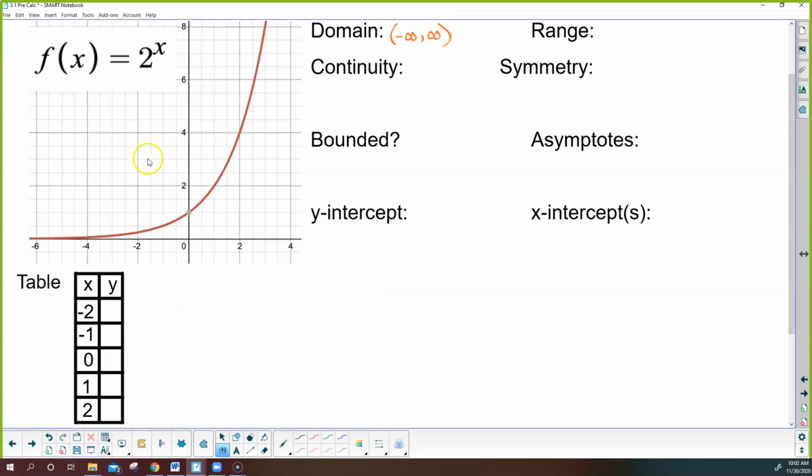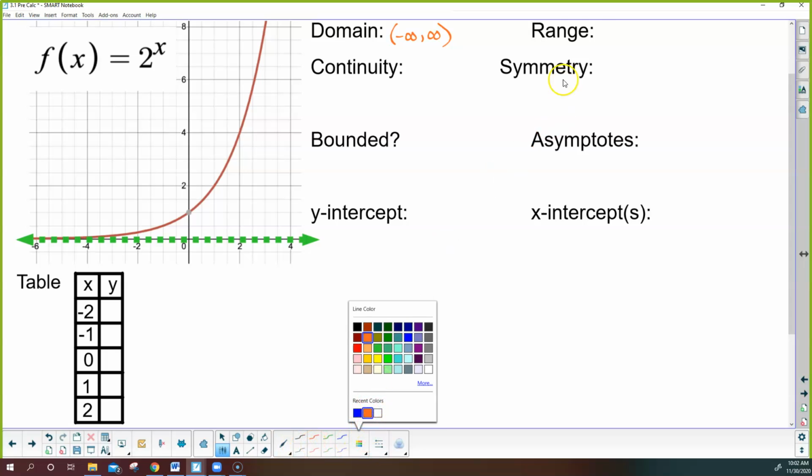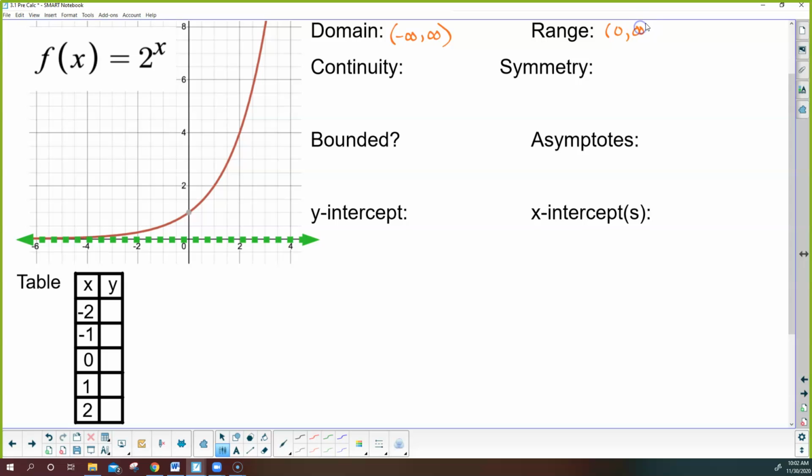Now the range is a little bit different, and the reason is that asymptote that we talked about before. We have an asymptote right here at x equals 0, or excuse me, y equals 0. The graph is above that. It's never going to cross this line, so that means my range is going to start just above 0. We're going to have an open bracket at 0, and then we're going to go all the way to infinity.